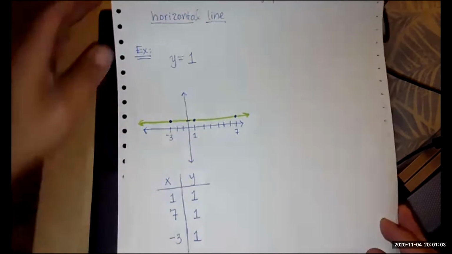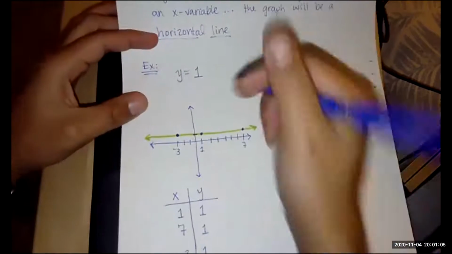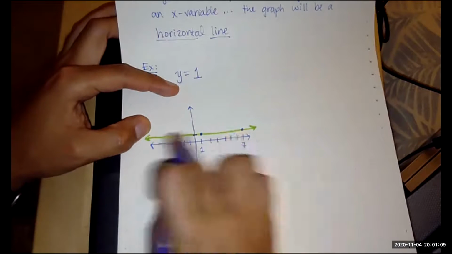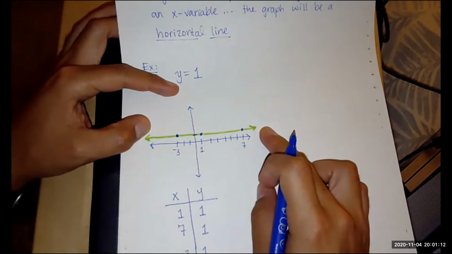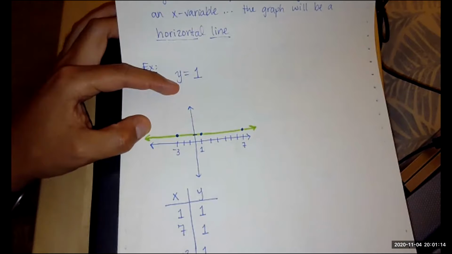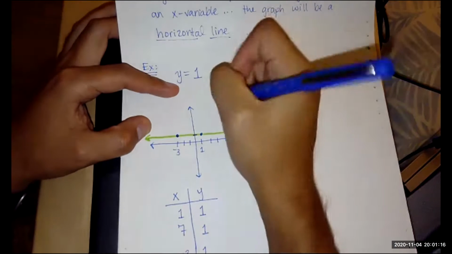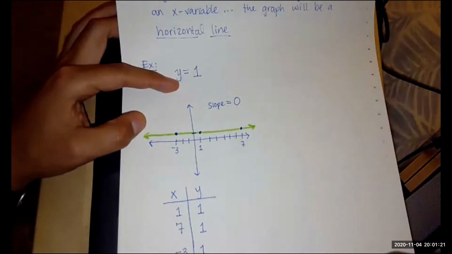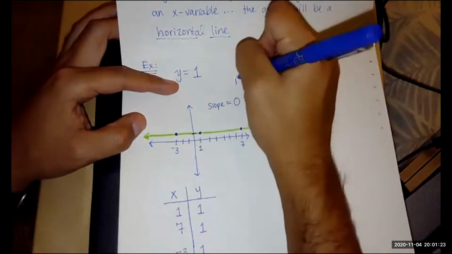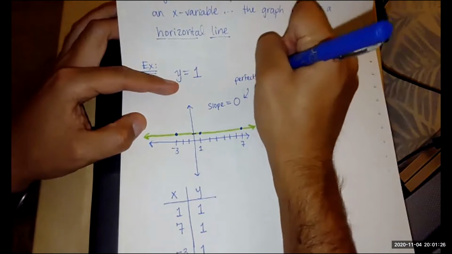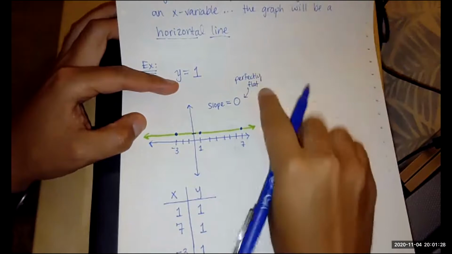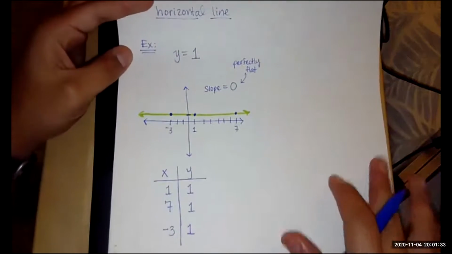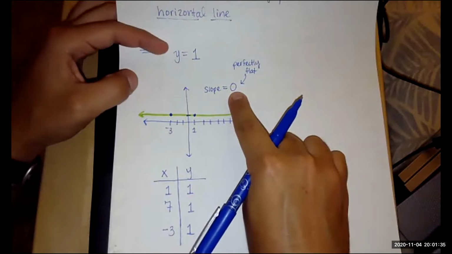Okay. For these kinds of equations, because they're perfectly flat, imagine if you were walking on a perfectly flat surface. You would say that it has no slope, right? It's perfectly flat. So what you could say is that the slope is equal to 0. And this means perfectly flat, otherwise known as horizontal, perfectly horizontal. And you might ask yourself, well, why is this 0?